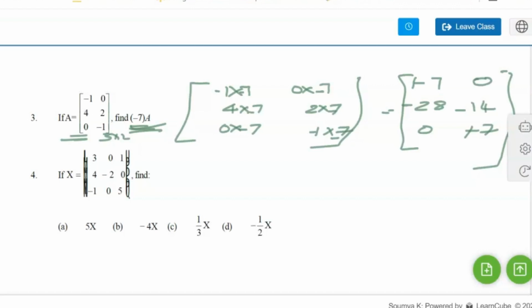All the questions look similar. If you see the next question, only the order is changed. What is the order? 3 rows, 3 columns. So 3 by 3 matrix. It is a rectangular matrix. And you have to do the scalar multiplications.